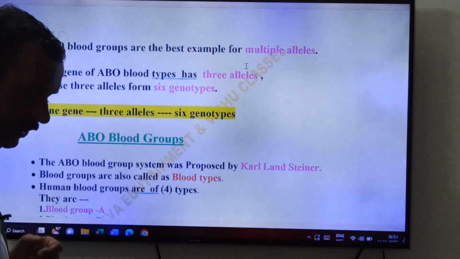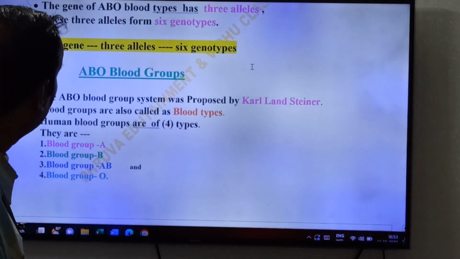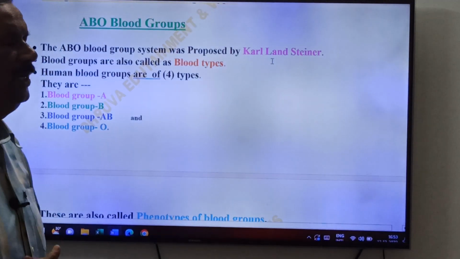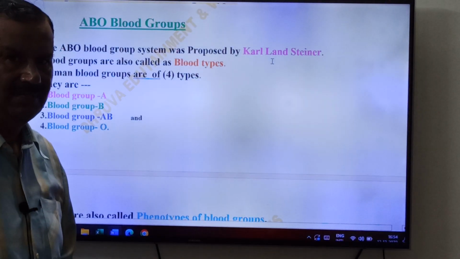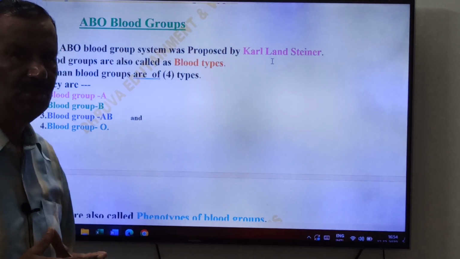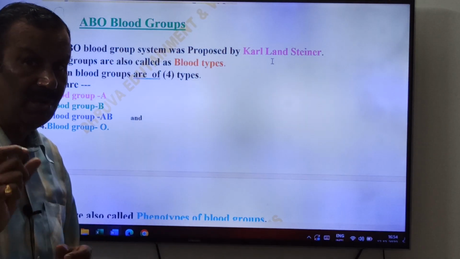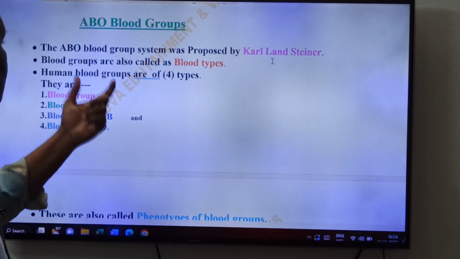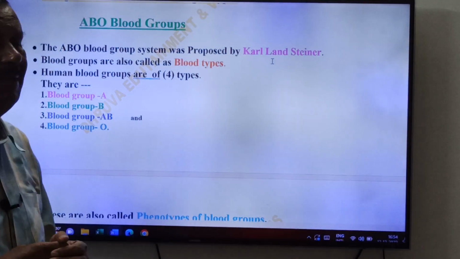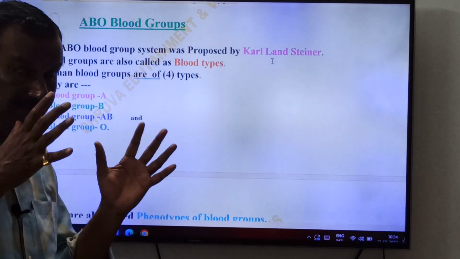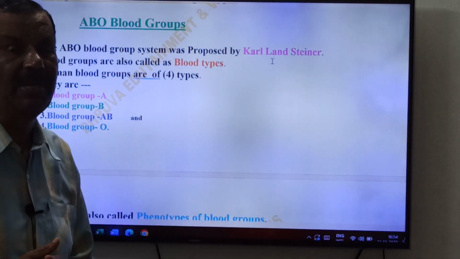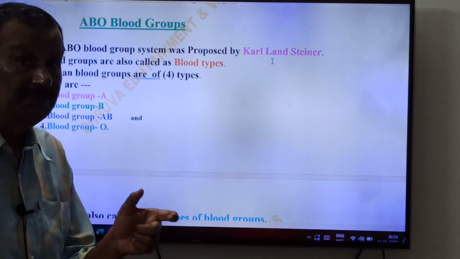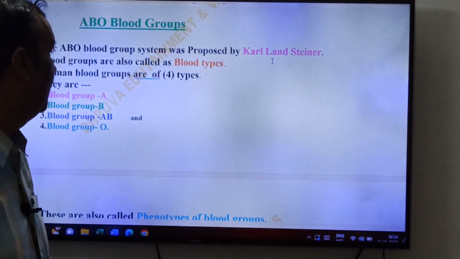Okay friends. Now come to our ABO blood groups. The ABO blood group system was proposed by Carl Landsteiner, friends. The system of ABO blood groups was proposed by whom? Carl Landsteiner. Blood groups are also called blood types. Whenever you hear the word blood type, it indicates what, friends? Blood groups.